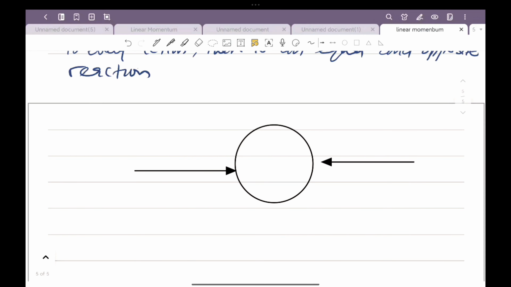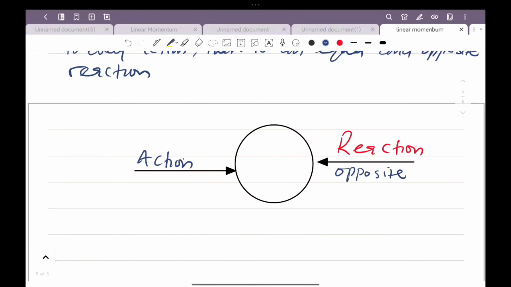So if this is the object, this is the action at your right hand side, action, we have reaction. Then the reaction, you see, is opposing the movement of the body. Hence, you can see the forward movement, the opposite reaction. So to every action, there is an equal and opposite reaction. I hope you understand this concept.